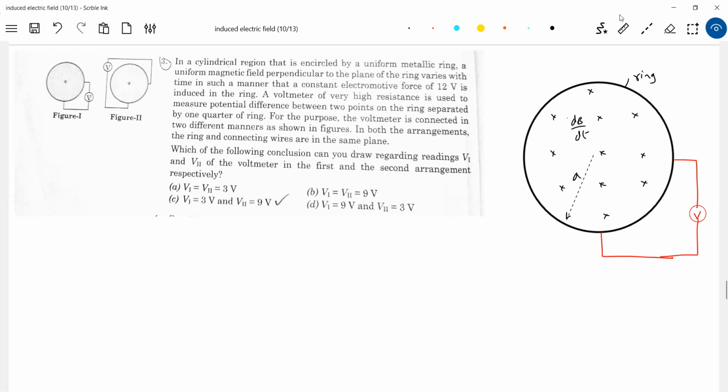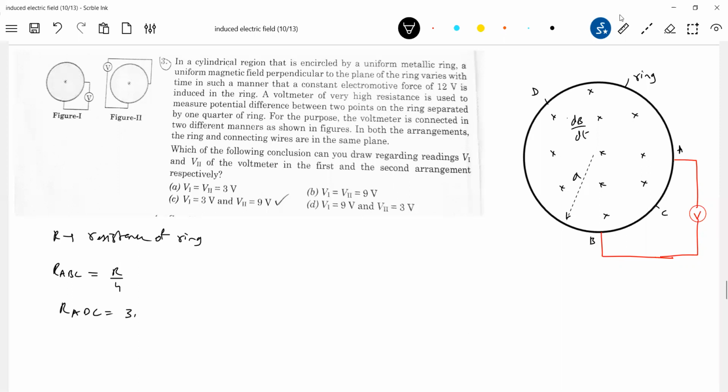Now what is the resistance? We'll mark points here. Let this be the points A, C, B, and D. The ring is broken into two parts: ADB one arc, ACB the other arc. What is the resistance of those arcs? Let R be the total resistance of the ring for our understanding. Then R_ACB should be R by 4, and R_ADB should be 3R by 4.